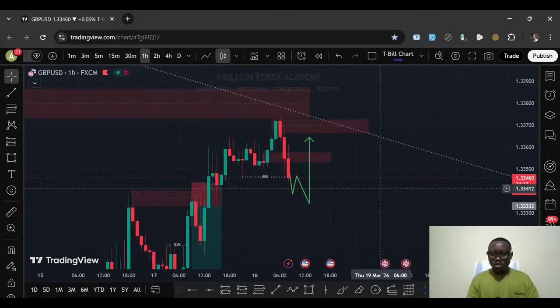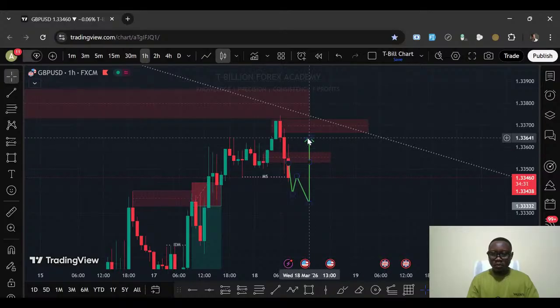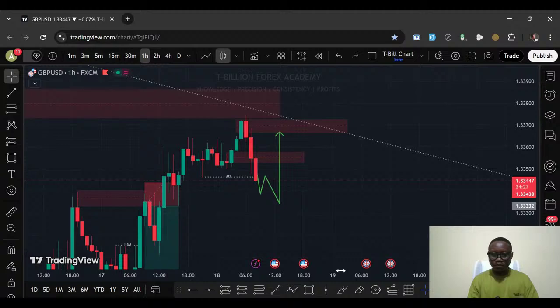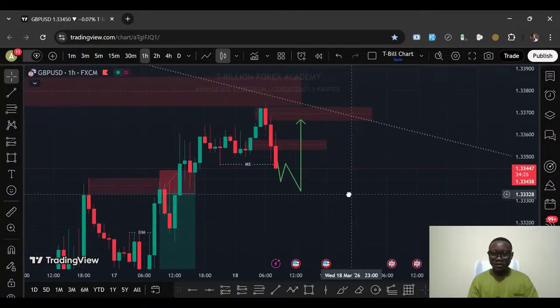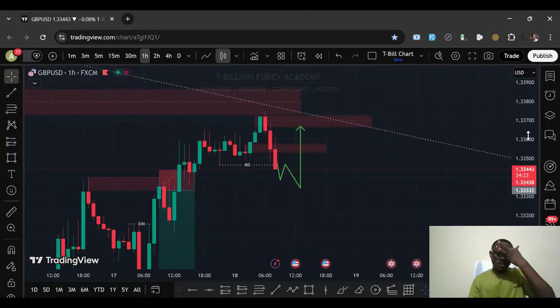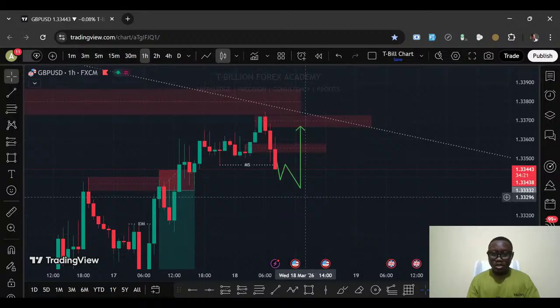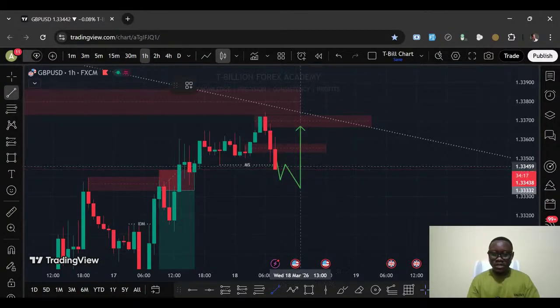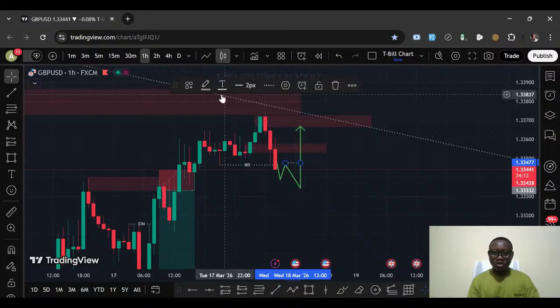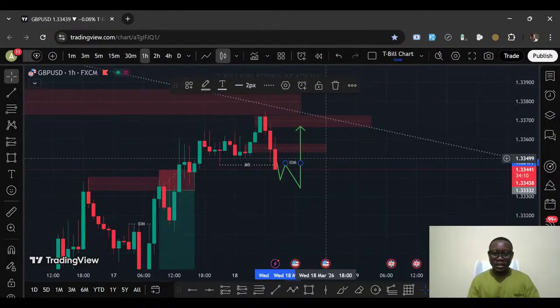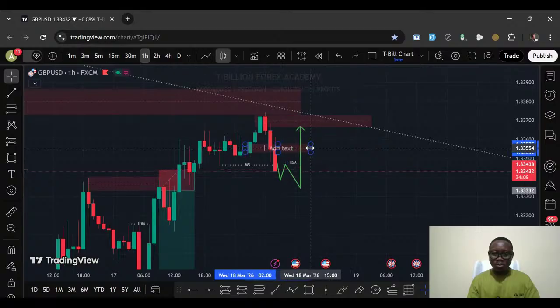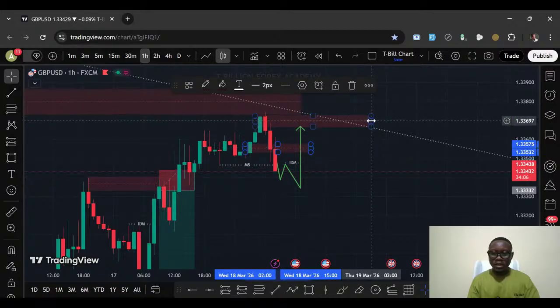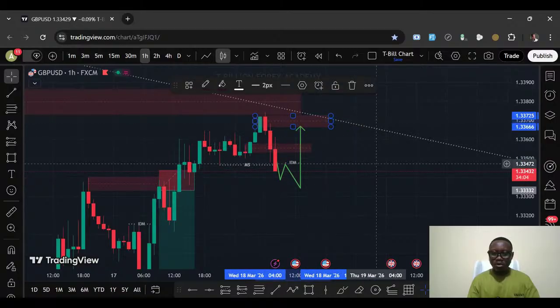Okay, so this is what I'm expecting price to do, basically. Until price does this, I'm not taking this trade. So this will be our inducement. Then this will be our breaker block, and this is our order block.